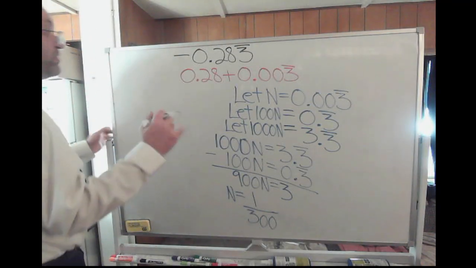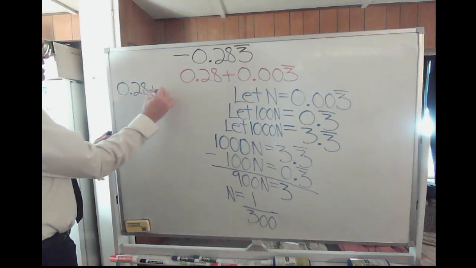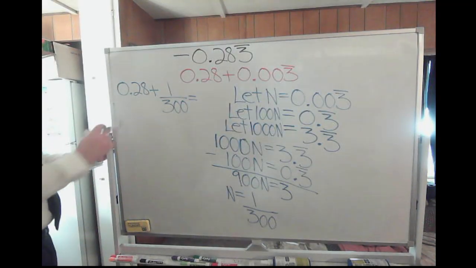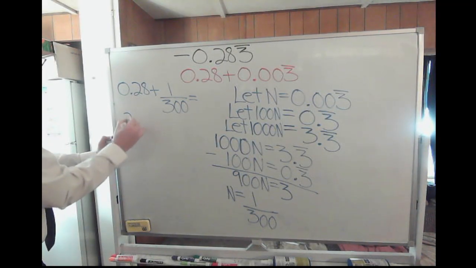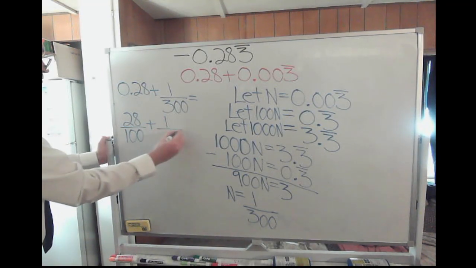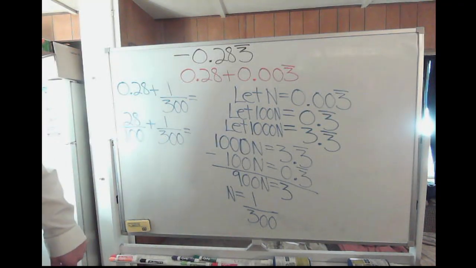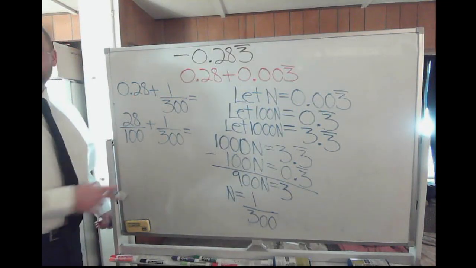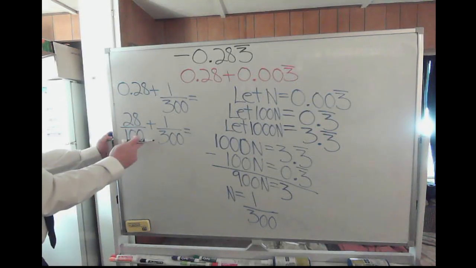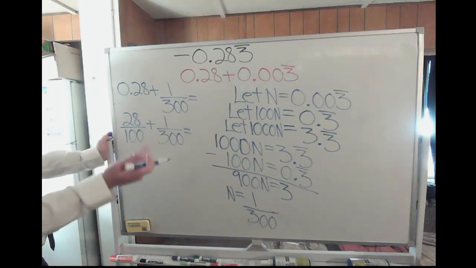Now it's time to take this 0.28 plus the 1 over 300. Well, what is 0.28 as a fraction? That's 28 hundredths, right? You'll end up having 28 hundredths plus 1 over 300. Well, we're almost there. We have 28 hundredths and 1 three-hundredth. Well, we need to make these, of course, the same denominator. We have to multiply the first fraction, numerator and denominator, by 3.